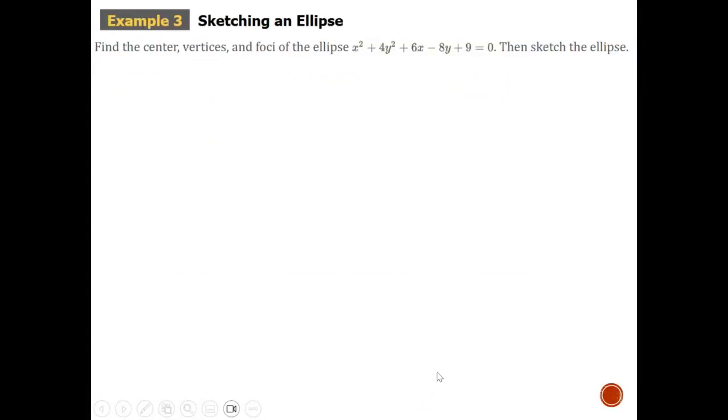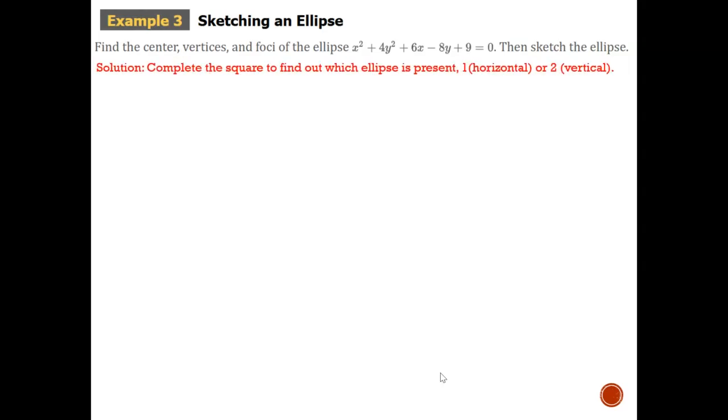Example 3, I think this is the last one. Yeah, we're going to finish it in just some time. Because here, guys, I want you to find the center, the vertices, and the foci, and then sketch the ellipse. So here, guys, we have to complete the square. To find which one is present, if it's the horizontal one or the vertical one, we need to complete the square.